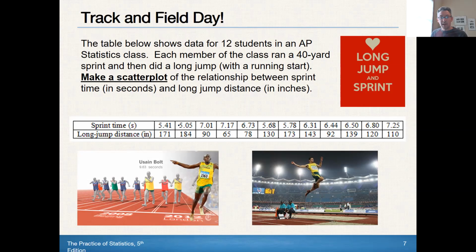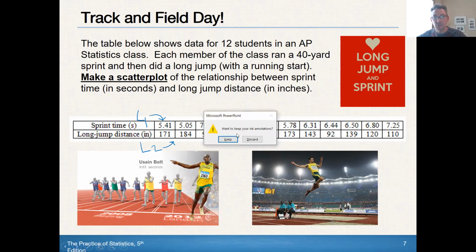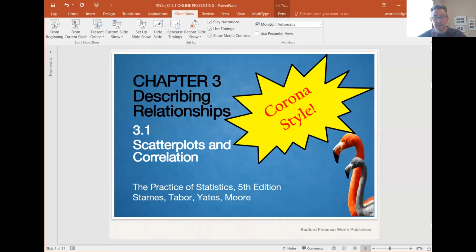So if you have your calculator out, here's what we would do. In list number 1, put all of your sprint times. In list number 2, put all of these long jump distances. And I'm going to go ahead and get my calculator out here too, so that you can see what we're doing.